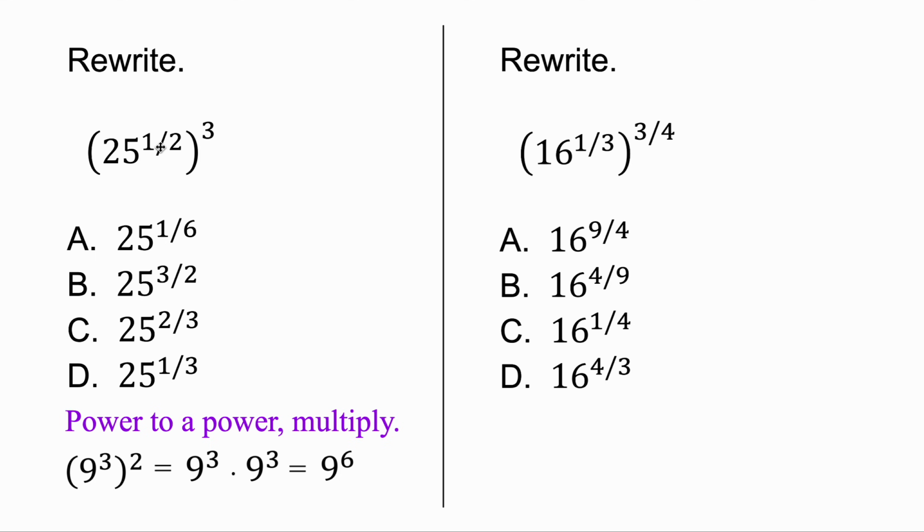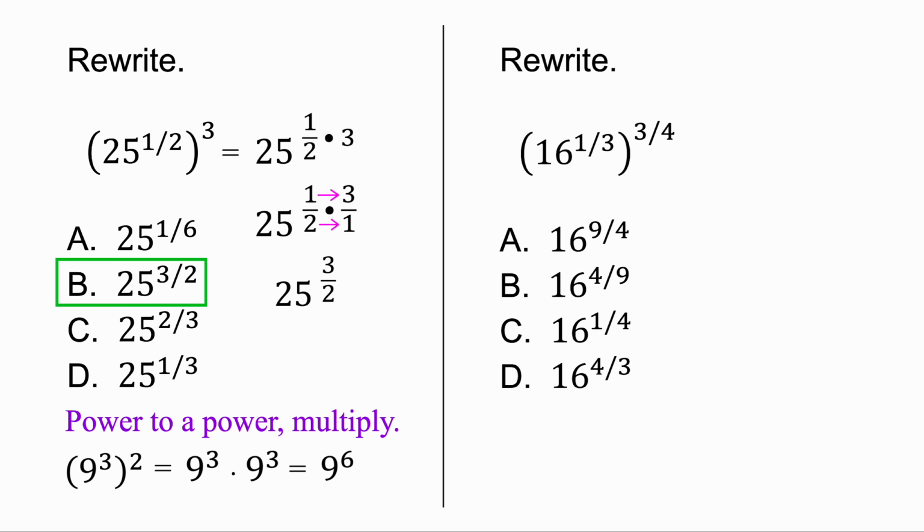So using this trick, we've got 25 to the 1/2, all to the power of 3. Let's rewrite it as 25 to the 1/2 times 3 here. But when multiplying fractions, you want to make both numbers a fraction, so 3 is the same thing as 3 divided by 1. The reason that helps is you can just multiply straight across. So we're going to get this: 1 times 3, 3. 2 times 1, 2 in the bottom. 25 to the 3/2, final answer.